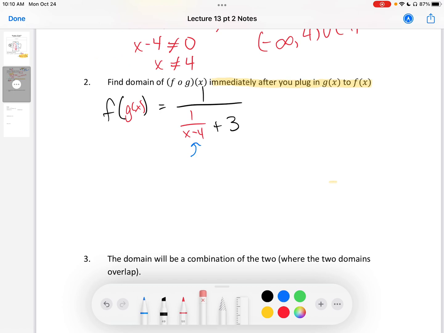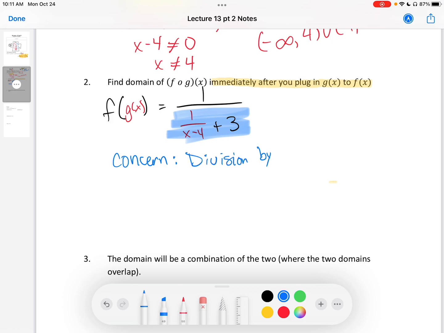So now our only concern is when this whole bottom here equals 0. We are concerned about division by 0. You are correct on that. But we're concerned about when the whole bottom of that equals 0. Okay, so 1 over x minus 4 plus 3, that whole thing cannot equal 0. And the reason, again, we don't have to worry about that x minus 4 is because we already checked that x minus 4 with our top one there. Okay, so to solve this, I'm going to subtract 3: 1 over x minus 4 cannot equal negative 3.